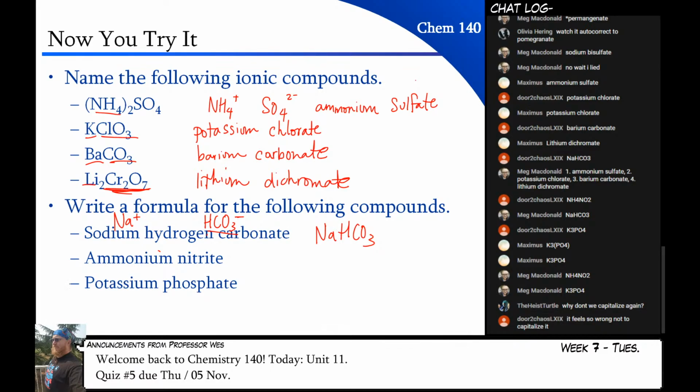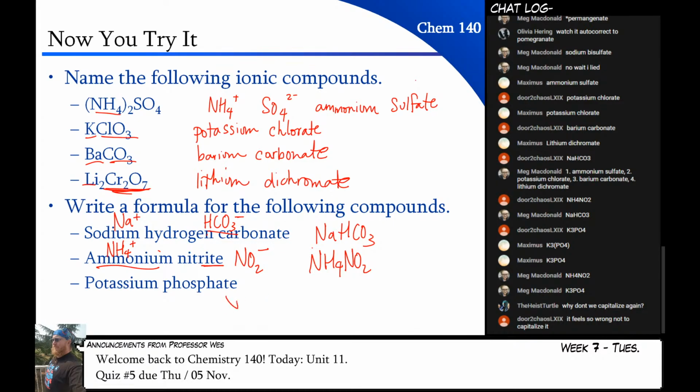All right, so now we'll do ammonium, which is NH4+. Nitrite is NO2-. Be careful, it's not NO3, it's NO2. And then I need one each. Since there's only one of each polyatomic ion, I do not need parentheses, so we're good there.